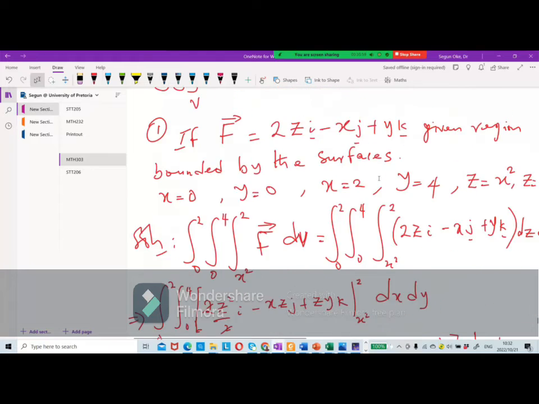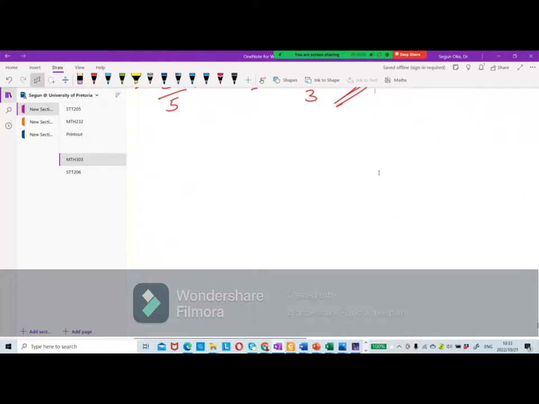They can even give you four, they can say you can integrate four times. All you need to do is just take them one by one, x, y, z, just be doing them one by one.